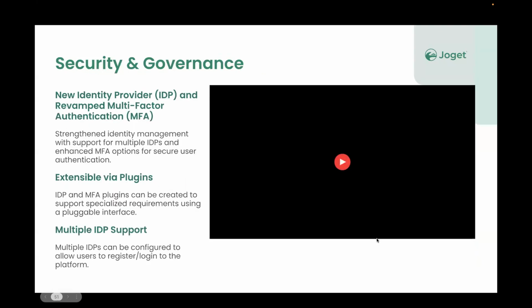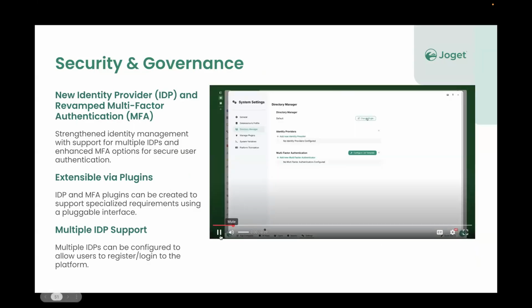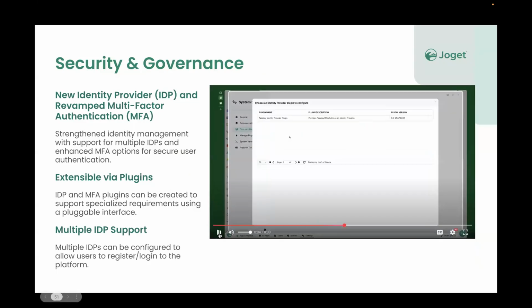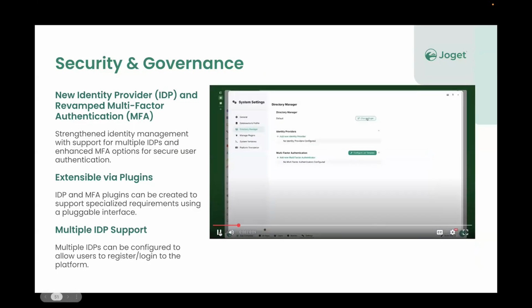Moving on to the key highlights, security and governance. We have a new IDP and a revamped MFA feature. What you're seeing here is that we are now able to support multiple identity providers. Imagine that you are able to connect to, say, Okta or to your Azure AD SSO, all at the same time. This is new in Joget DX 9.